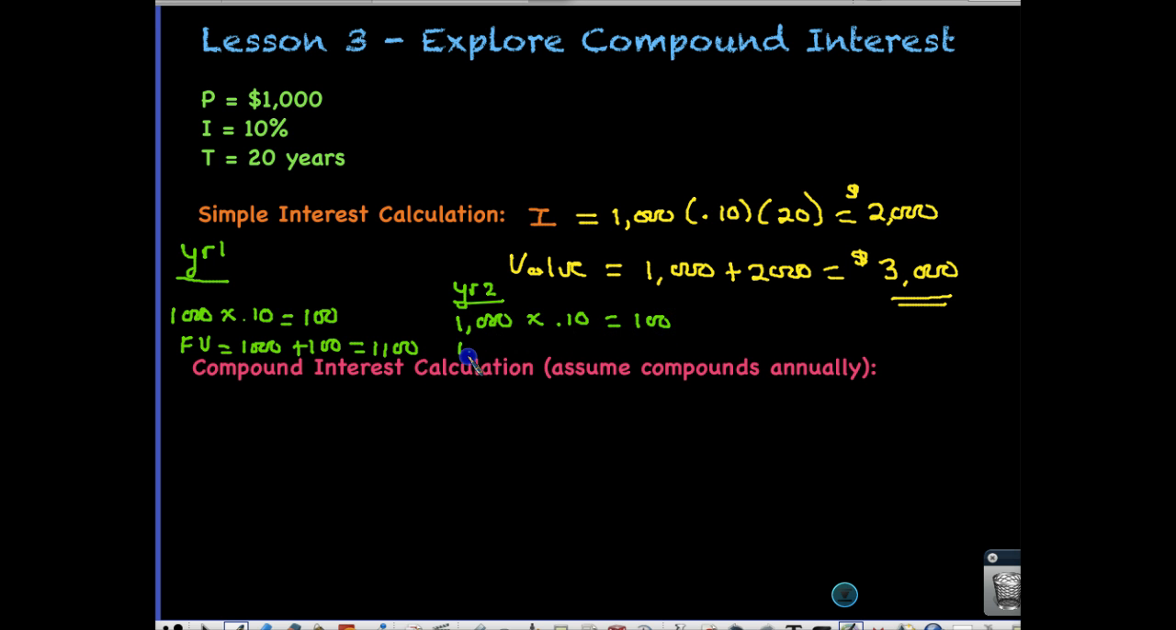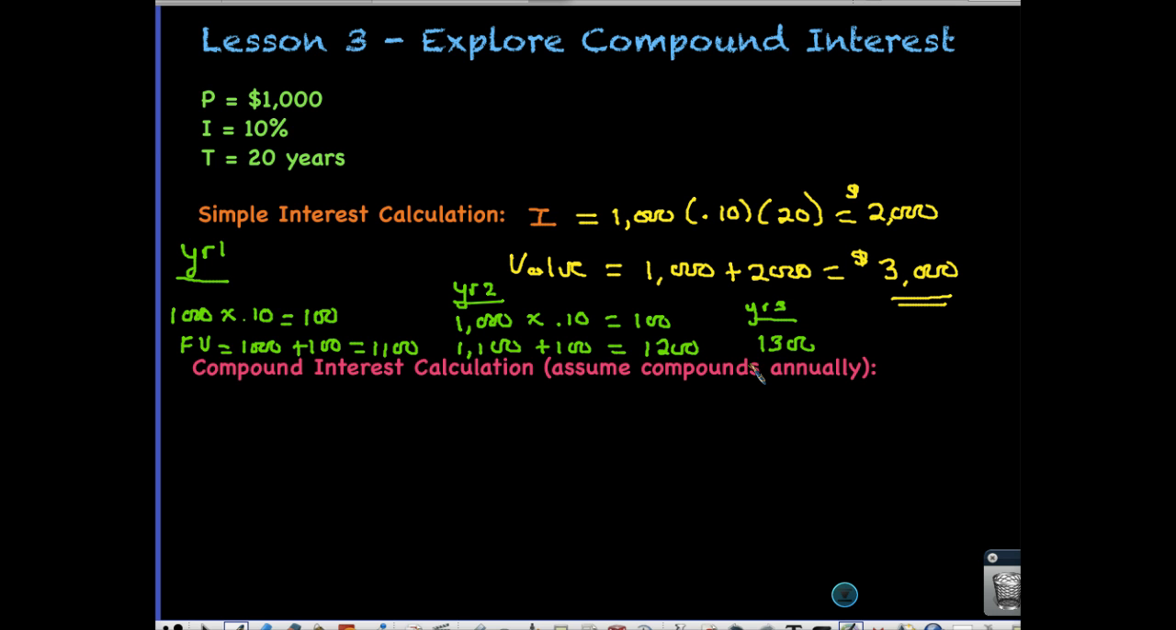But now we have $1,100 in our account, and we add 100 to that, and our account is now valued at $1,200. So you can see that we start at 1,000. After year 1, we now have 1,100. After year 2, we have 1,200. And you can see the pattern. At the end of year 3, we would have $1,300. So it's only growing by $100 each year.